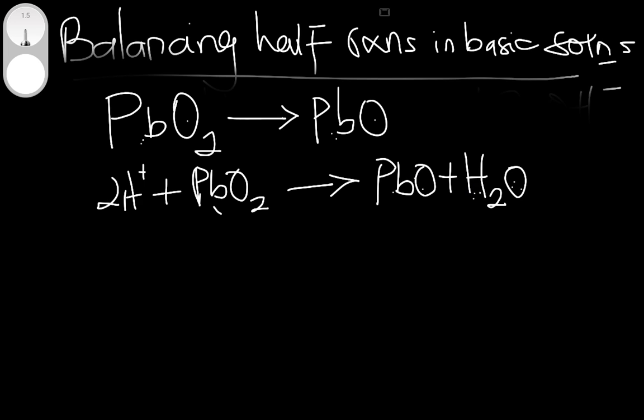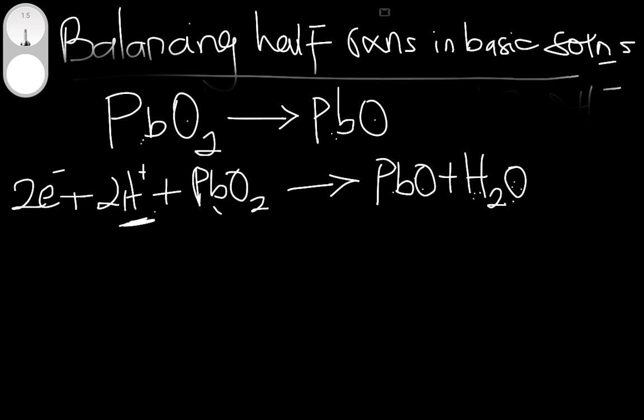But we've not balanced the charges, so we have two positives here. To balance these positives, we introduce two electrons. Now we have balanced the charges: on our left hand side we have a net charge of 0, on our right hand side we have a net charge of 0. But looking at this equation, this is a basic solution, so we don't use hydrogen ions to balance basic solutions. This is where we introduce hydroxide.